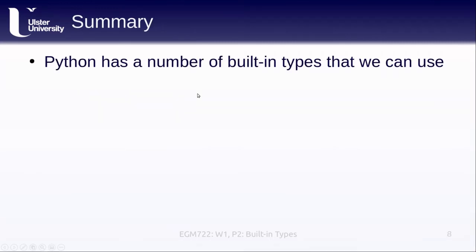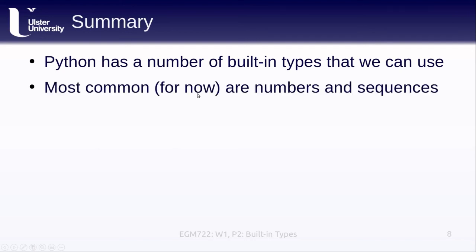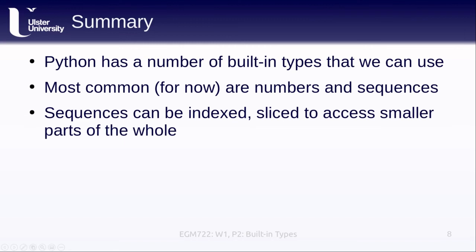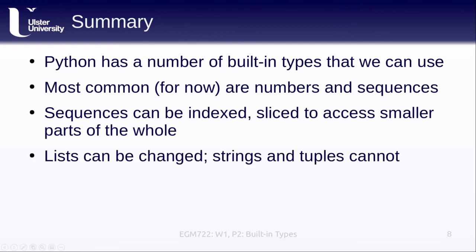To sum all of this up, Python has a number of different built-in types that we can use for our own programs. The most common that we've looked at for now are numbers and different kinds of sequences. These sequences can all be indexed or sliced in order to access smaller parts of the whole. We saw examples using strings, lists, and tuples of how we can do that. One thing to remember is that lists can be changed, that is to say that they are mutable, whereas strings and tuples cannot be changed once we've created them. They are immutable.